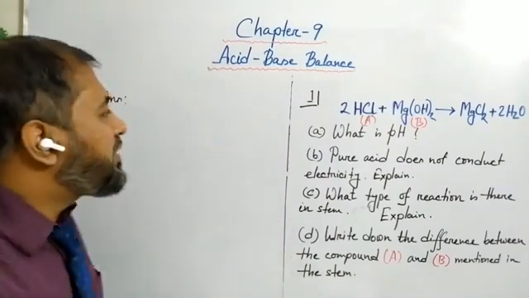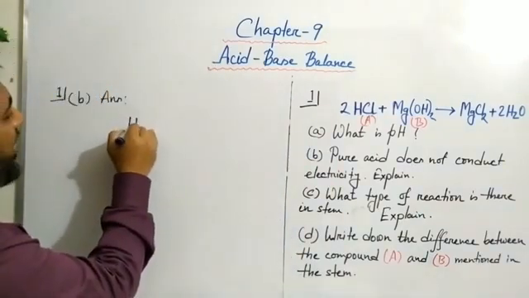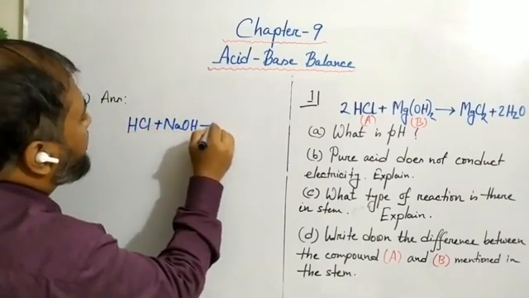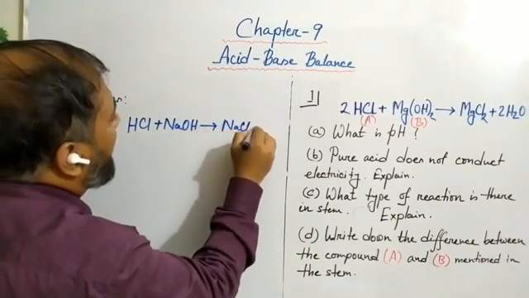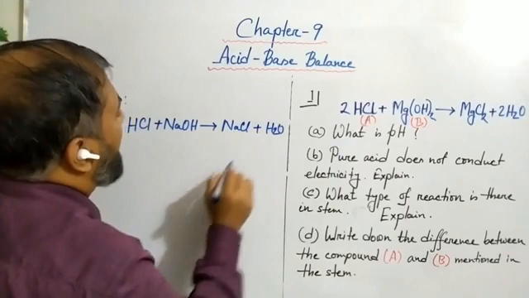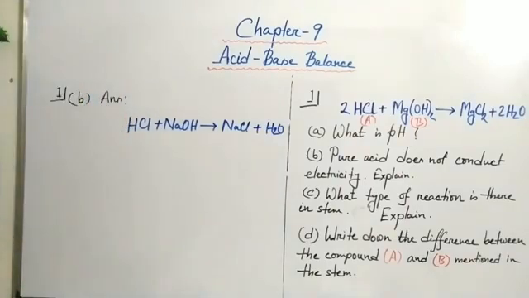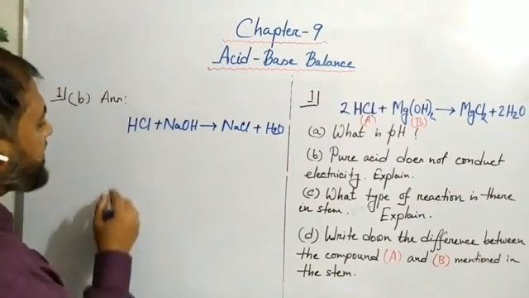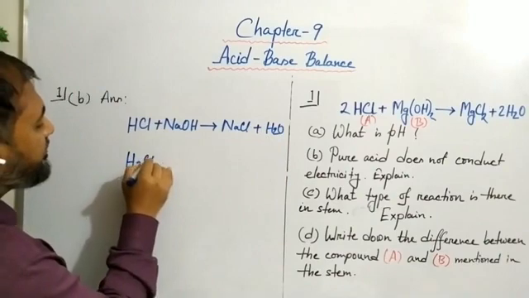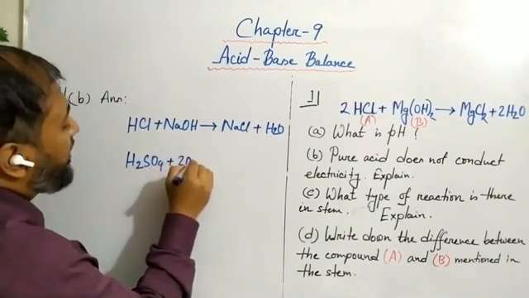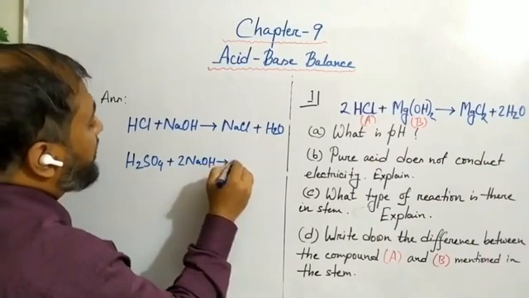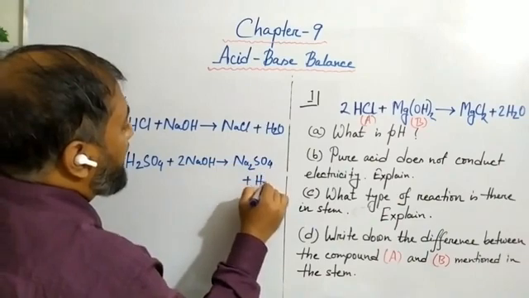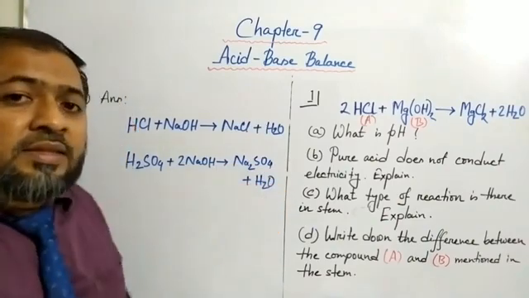I'm going to write down some examples of neutralization reaction. You can see hydrochloric acid reacts with sodium hydroxide and produces sodium chloride and water. Similarly, sulfuric acid reacts with sodium hydroxide, and in the same way it will produce sodium sulfate plus water. In these two cases, there is something very common.